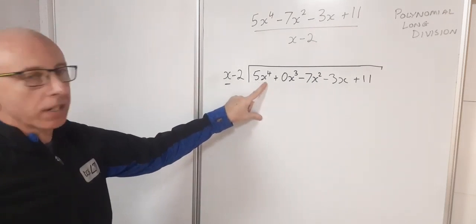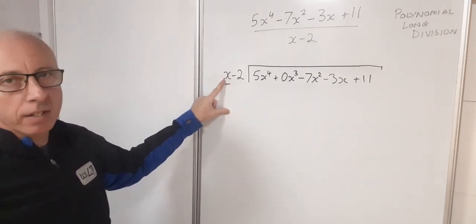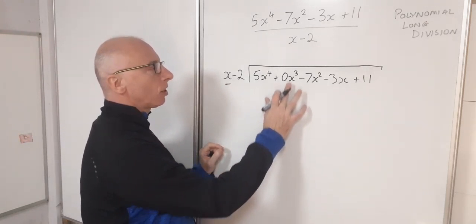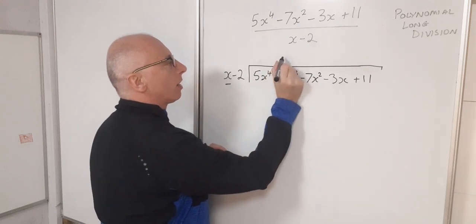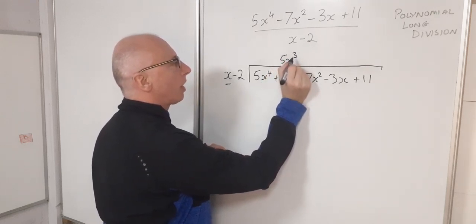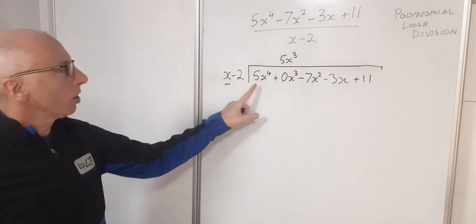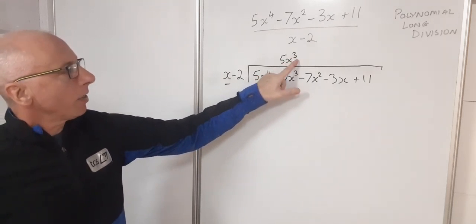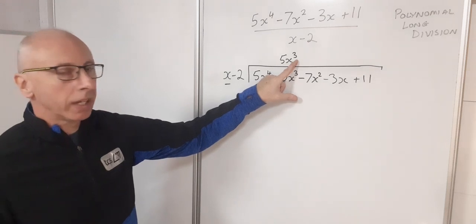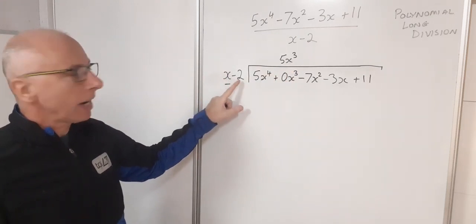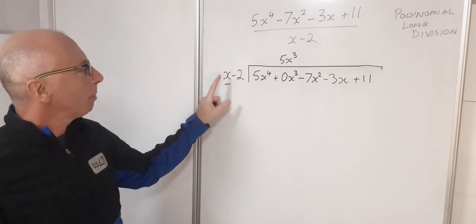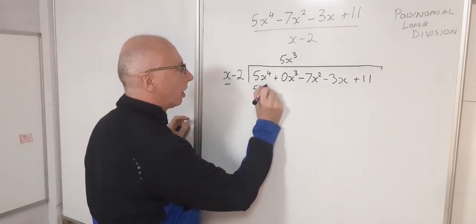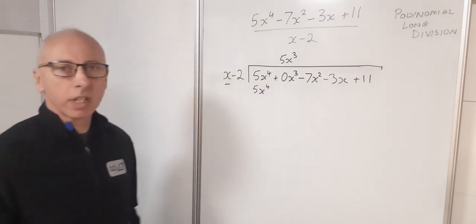So the first one is 5x to the 4, and we divide that by x to get 5x cubed. I'm going to write this in the cubed column, that's why I put that in. The minus 2 I don't do anything with here, and I can't anyway, so we just leave it at that. Now I multiply this top value with this term and this term, distributing it back in. 5x cubed times x is 5x to the 4, and you should always get those two terms equal.